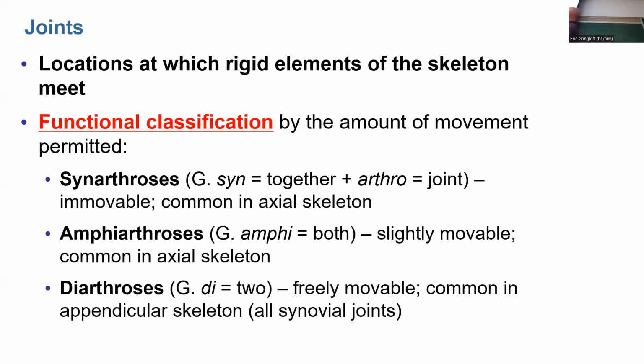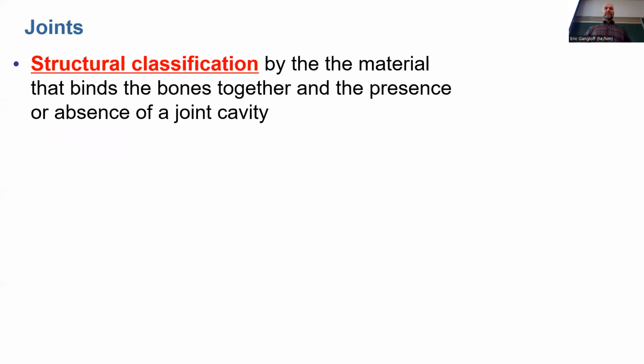Notice here that diarthritic joints are all synovial joints. That word is new to you, and a synovial joint is a kind of joint that we describe based on its structure. I'm going to talk about that next, but I want to make the connection that all of these diarthritic joints that are freely movable have the structure of synovial joints. So this is your functional classification. Let's talk about your structural classification.